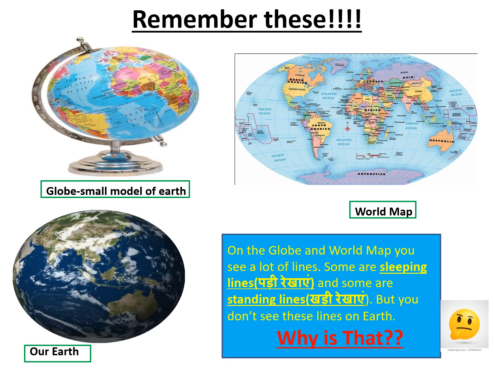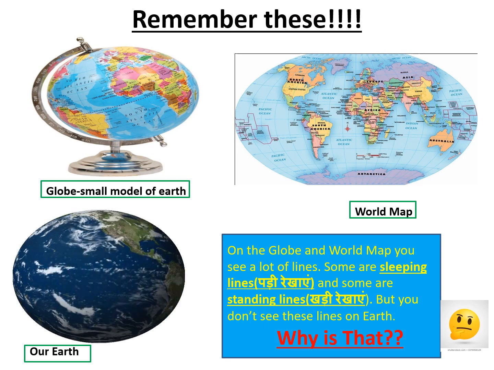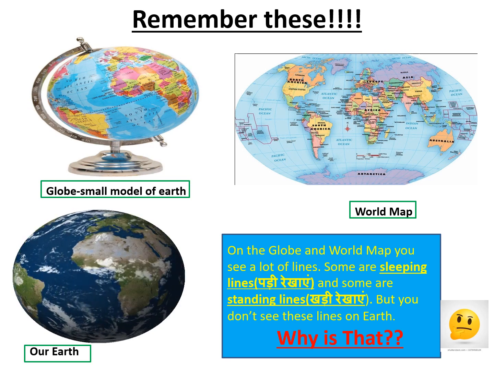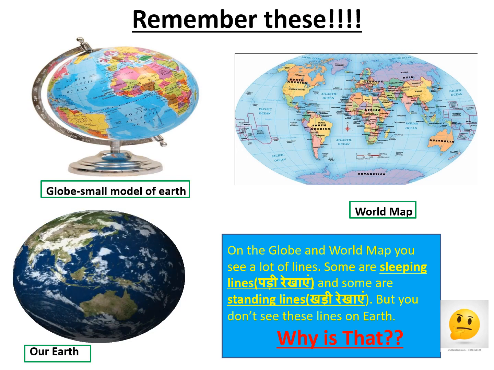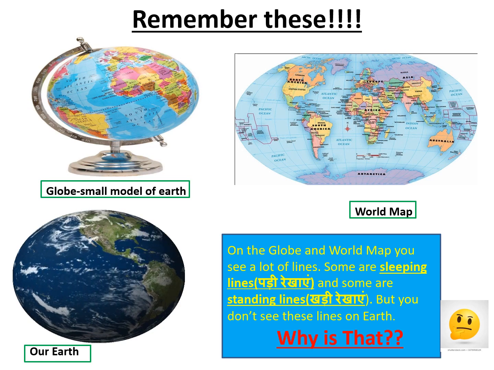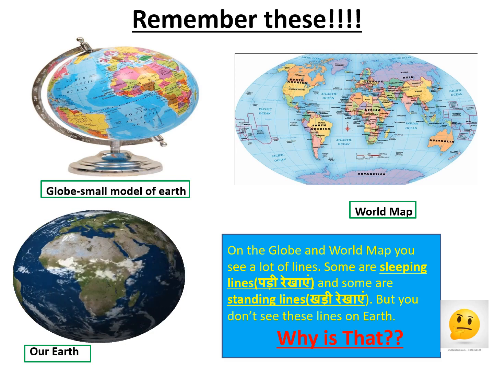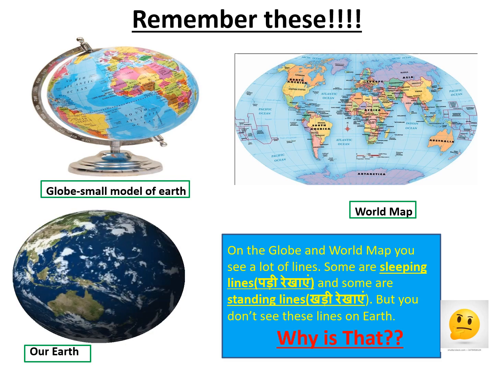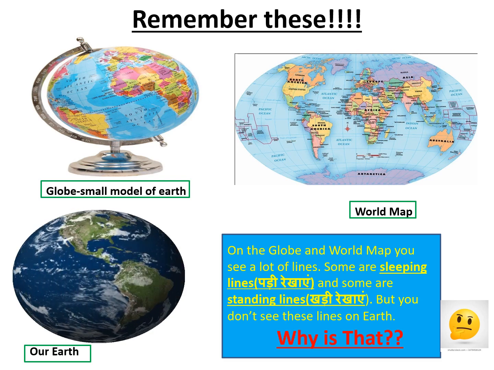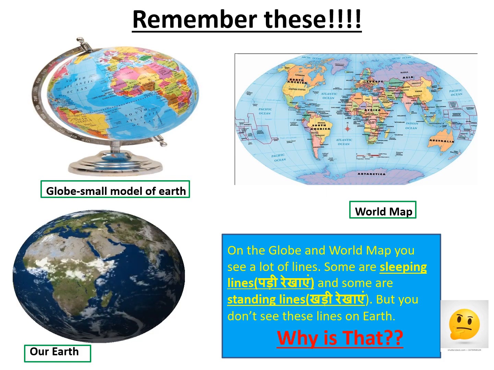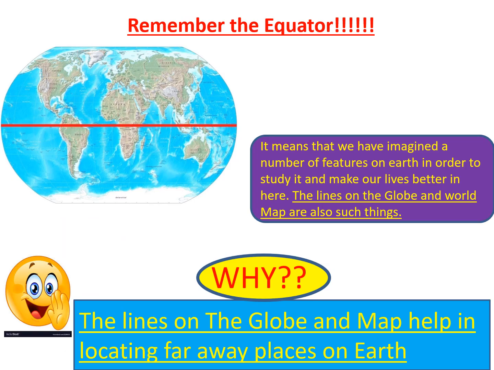So here you see the globe and a world map. If you look closely, you will find so many fine lines on both of these. Some are sleeping lines and some are standing lines. But when we see our earth, we do not find these lines. Why is that? See the equator? It is also a line, but we have imagined it. The lines on the globes and world map are also such things.